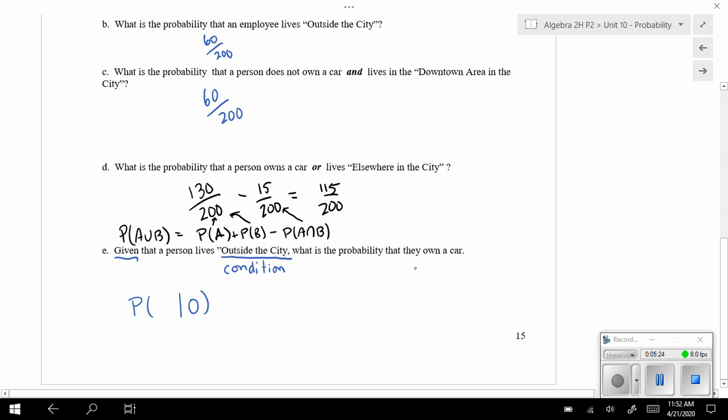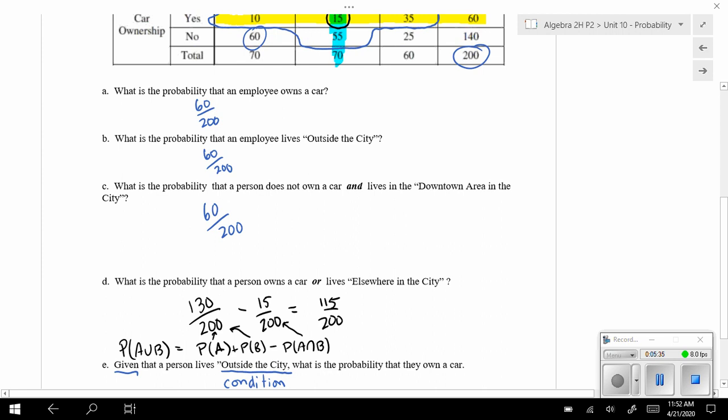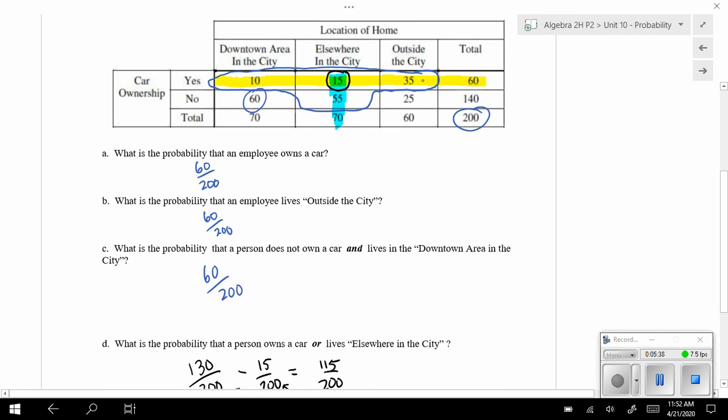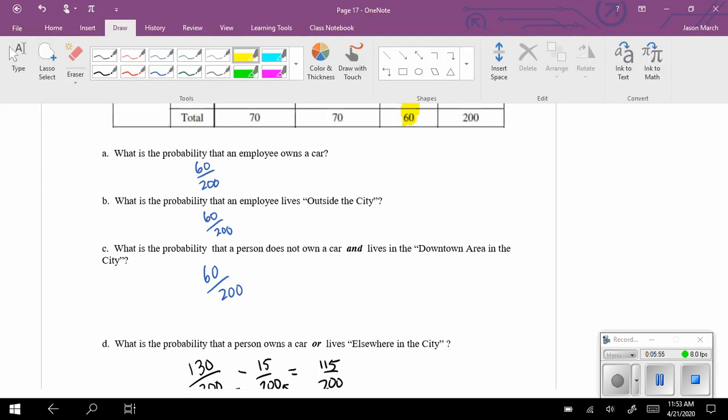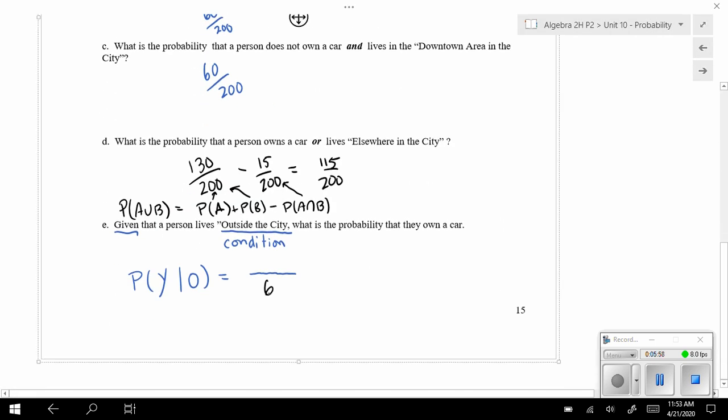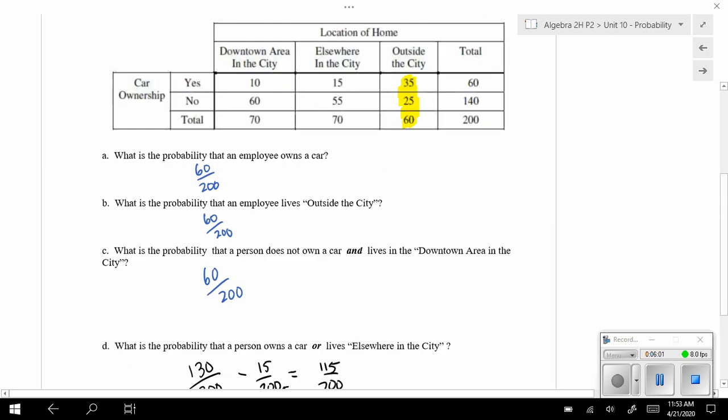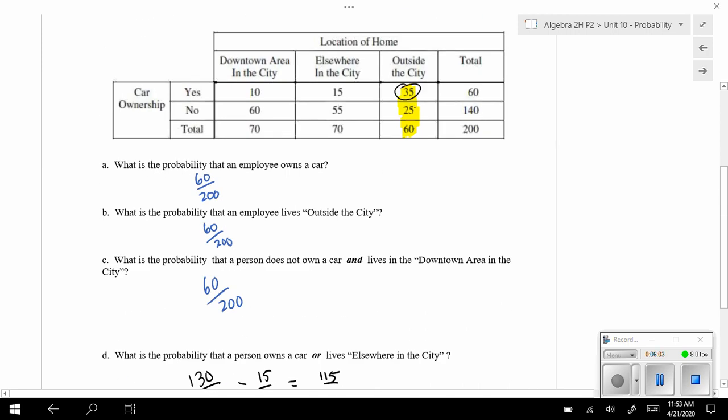And what is the probability they own a car? So in the top, that's a yes/no question. So we'll put yes, they own a car. All right, so really the condition limits us and says, okay, given that they live outside the city, we're limiting ourselves. So I'm going to erase all this stuff that I've got on the table here. We're limiting ourselves to this column. And we're saying of those 60 people, so that's our condition, 60, how many of them own a car? So that's 35 out of the 60.